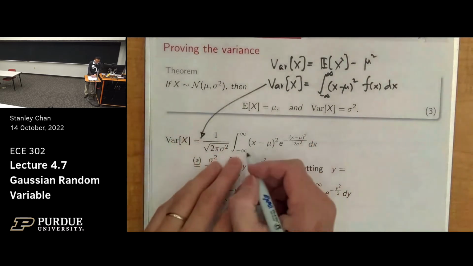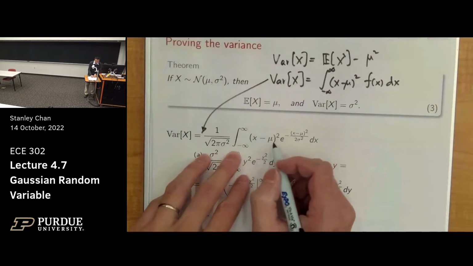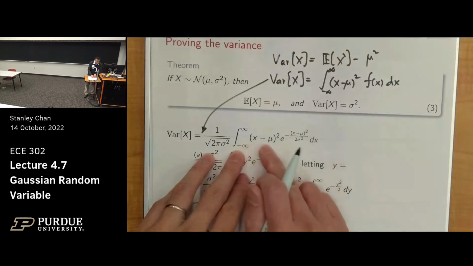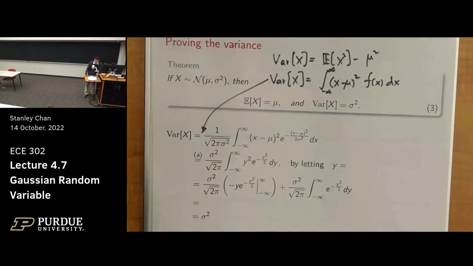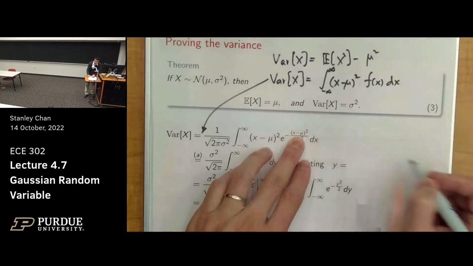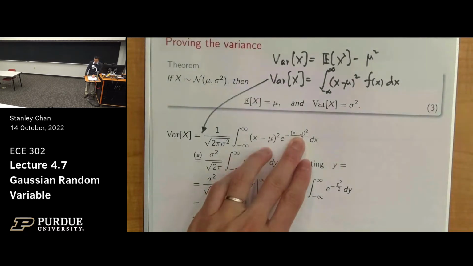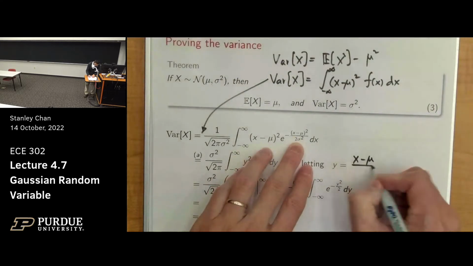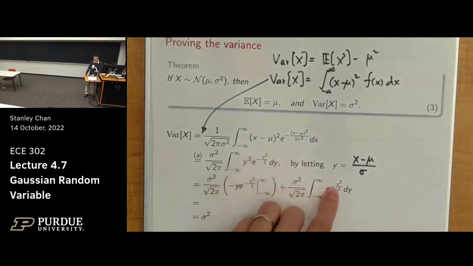And as you can see, in the first line, I'm just copying the Gaussian PDF here, and then I have this (x minus mu) squared. Then I'm going to do a substitution. In this case, the substitution is y equals x minus mu, but I'm not just interested in x minus mu. I also want to take care of the sigma. So I will let y equal (x minus mu) divided by sigma. So that is the substitution that I'm using here.